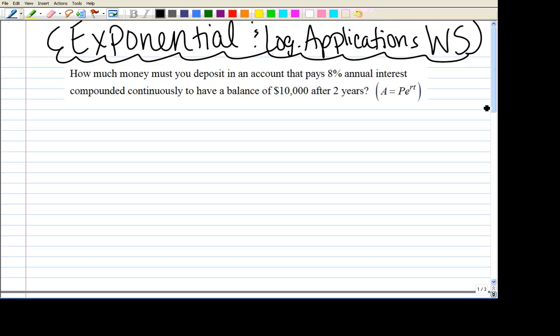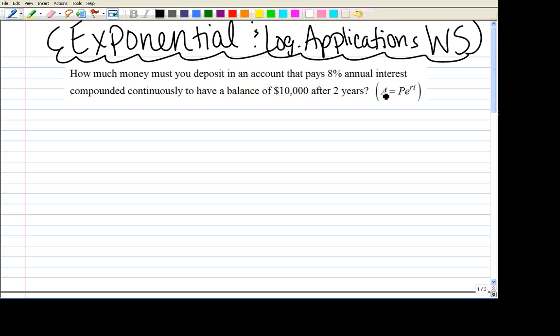So this is one of them. How much money must you deposit in an account that pays 8% annual interest compounded continuously to have a balance of $10,000 after 2 years? We're going to use this formula. It looks like PERT. Remember, A is the final amount, P is the starting amount, there's our number e, R is our rate in decimal form, and T is the time.